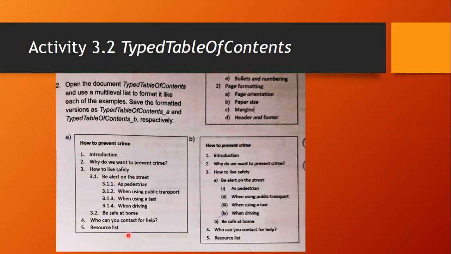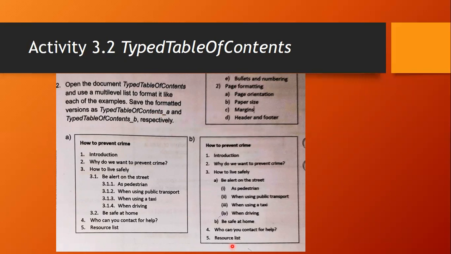For A, what I'd like here is you're going to use a numbered list. But do you see here, I've got 2 sub-bullets. So the first one there, how to live safely, will be bullet 3. Under bullet 3, I'd like 2 sub-bullets, be alert and be safe. And then under be alert, there needs to be 4 points also. And very importantly, I want the format 3.1.1 point. So remember where you can change your settings. You're going to save this one as typed table of contents underscore A.